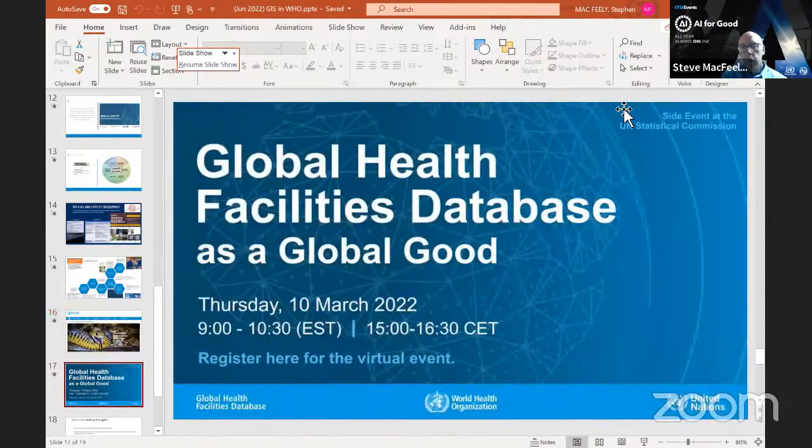Then, as I mentioned, we launched this as the Global Health Facilities Database. We've just recently rebranded it the Geolocated Health Facilities Database. What we want to do here is create a portal where countries can geotag and make all of that information available of every health facility in the country.